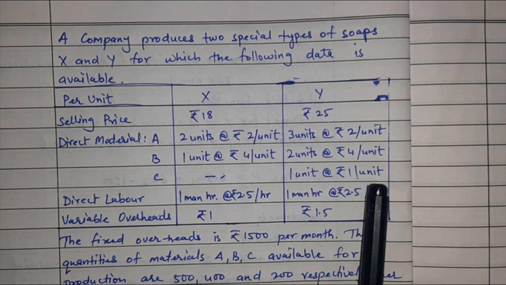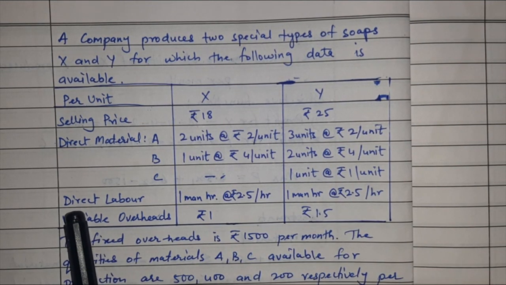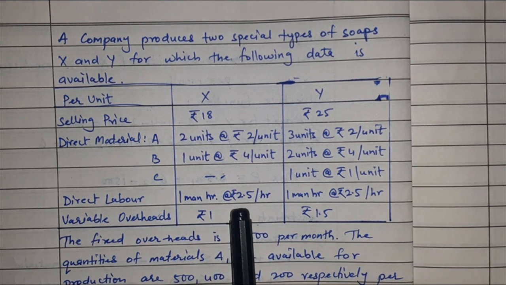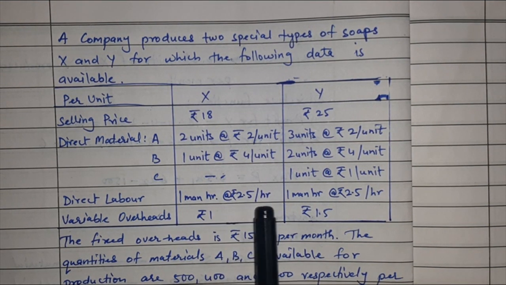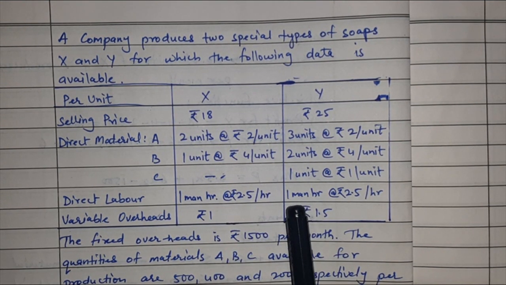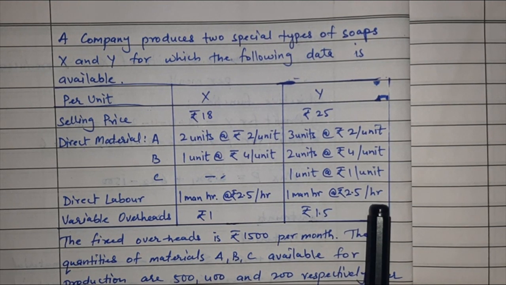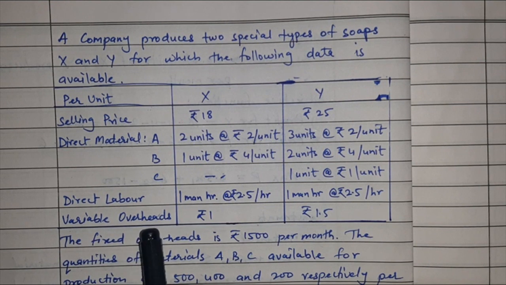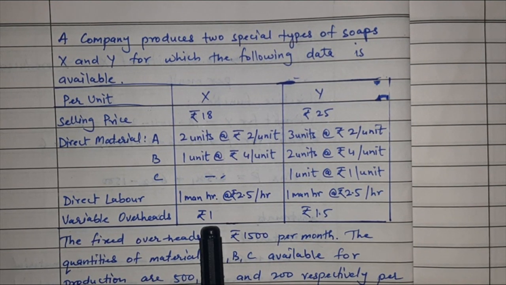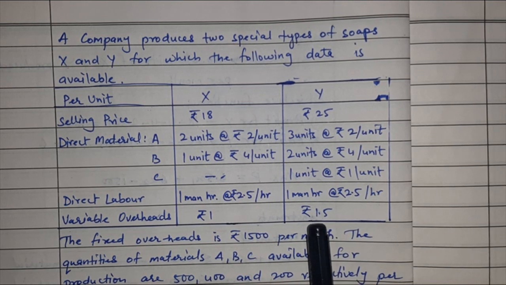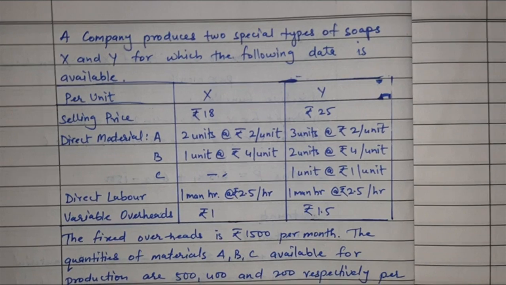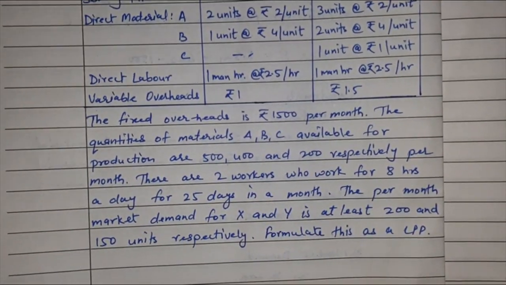rupees 1 per unit. The direct labor cost is given to us, 1 man hour at rupees 2.5 per hour for X, and similarly for Y, 1 man hour at rupees 2.5 per hour. Variable overheads, rupees 1 for your product X, and for Y it is 1.5. Okay. We also have some additional information given to us.